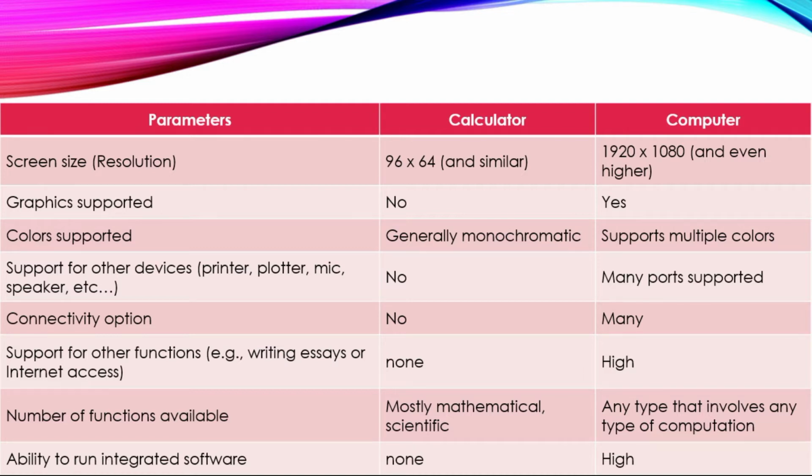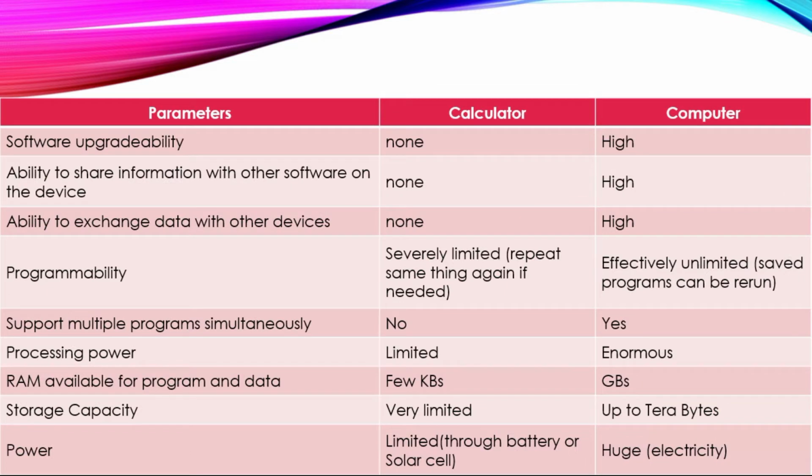Next is your ability to run integrated software. Your calculator cannot run softwares, whereas your computer can run any type of software. Software upgradability. Calculator has no upgradation in software. Your computer has upgradation in software. Ability to share information with other software on the devices. Calculator cannot share any data. Your computer can share data with the other devices.